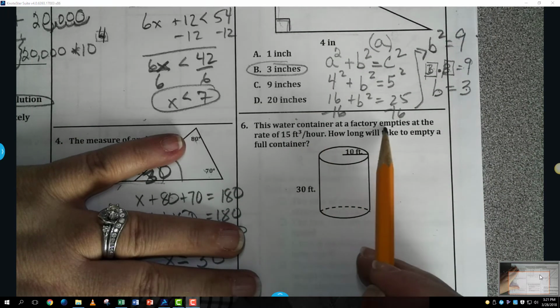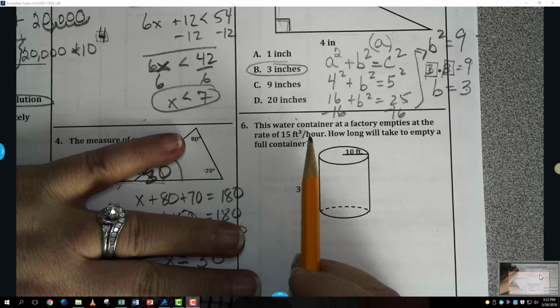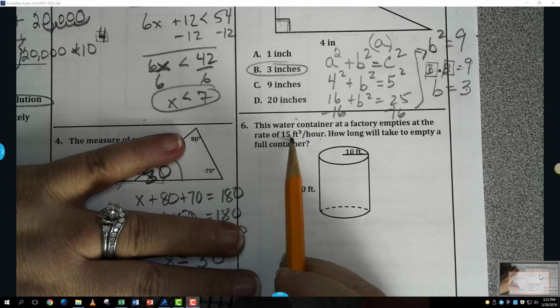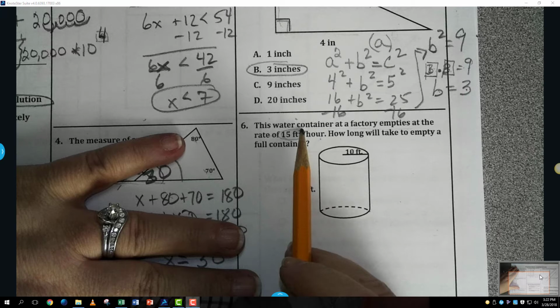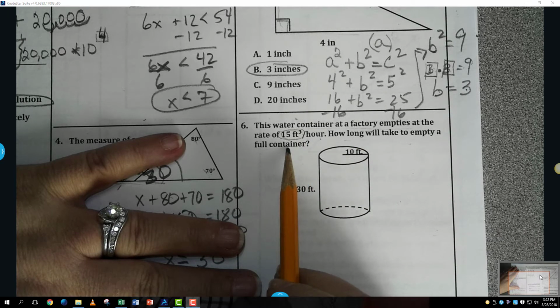This water container at a factory empties at a rate of 15 feet cubed per hour. So in other words, this is the volume, because the units are cubed. How long will it take to empty the full container?